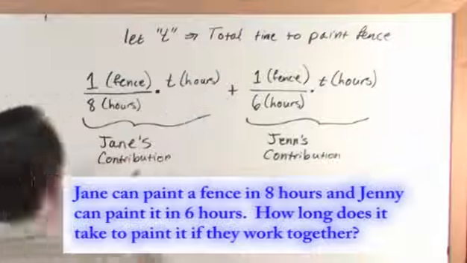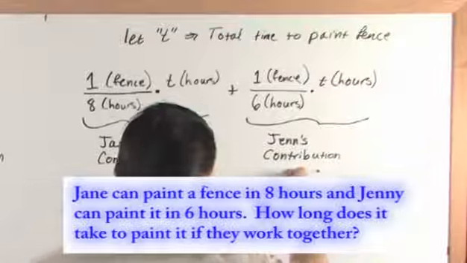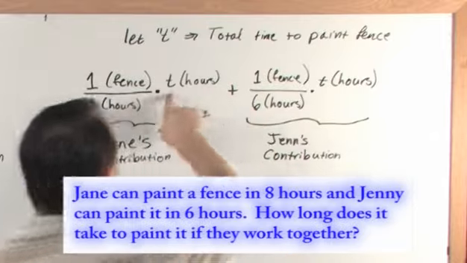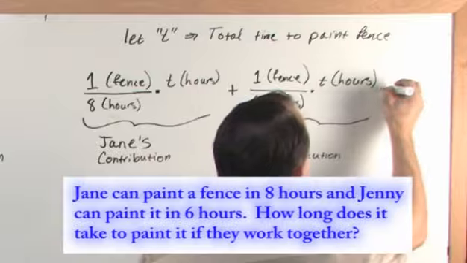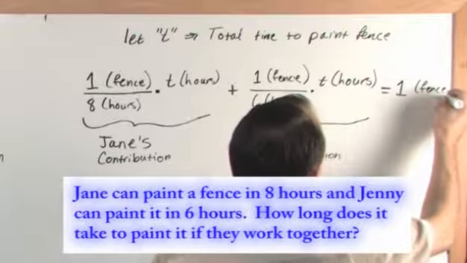Okay, so in other words, this is the amount of work Jane has done, how much of the fence Jane has painted, and this is how much of the fence Jenny has painted when they have both worked the same number of hours on the project. Okay? Now, in the end, this has to equal one fence, because that's what we're doing.